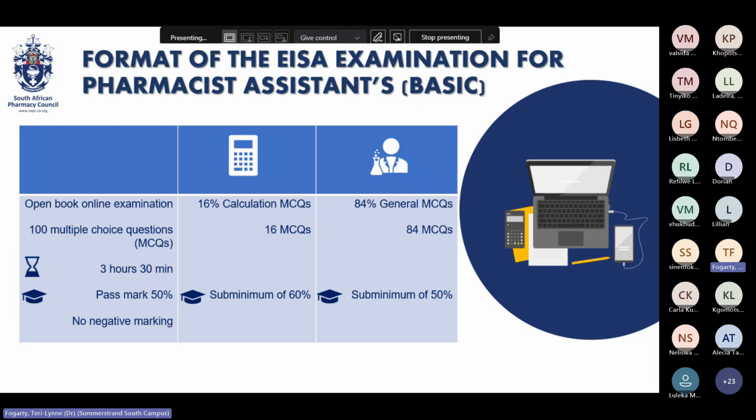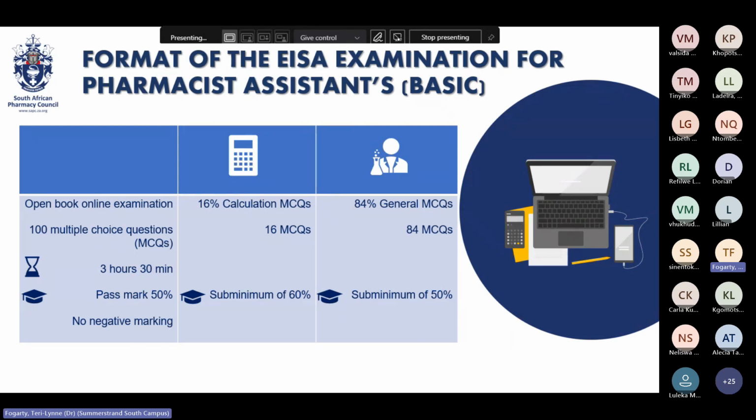That means that there's a question and there are 4 options that you get to choose from, and only one of those options is 100% correct. We will talk a little bit more about how those are structured and what to look out for when you are reading a question and answering a question. The exam is 3 hours and 30 minutes, and you need to achieve a pass mark of 50%.